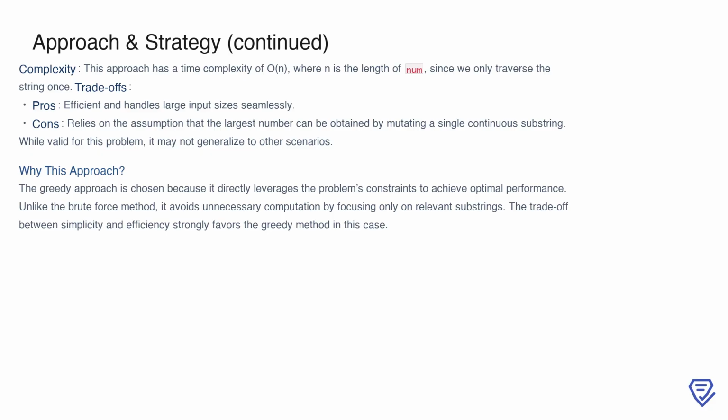Ultimately, the greedy approach is chosen because it directly aligns with the problem's requirements. Instead of evaluating all substrings, it focuses solely on the mutations that contribute to the optimal result. This balance between simplicity and performance makes the greedy method the clear choice for solving this problem effectively.